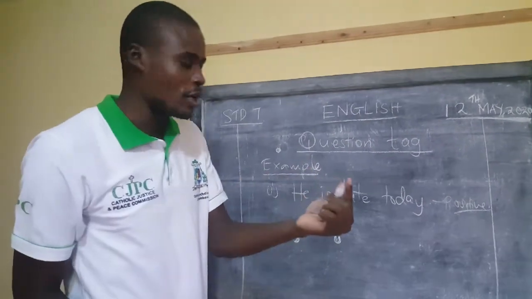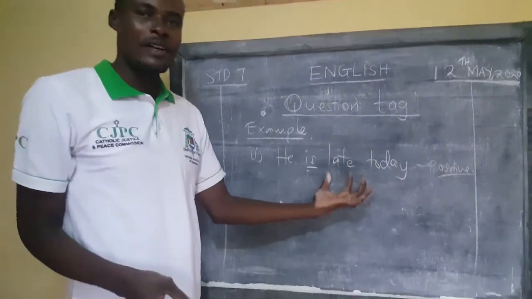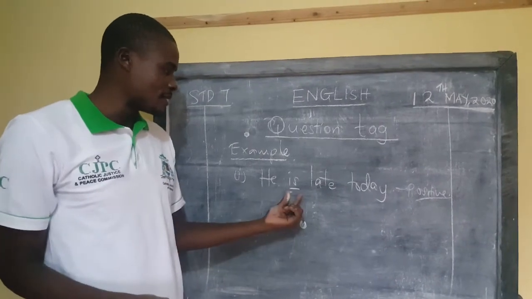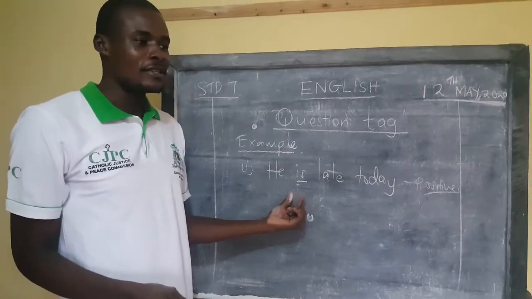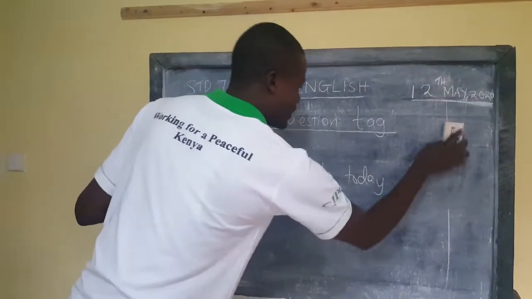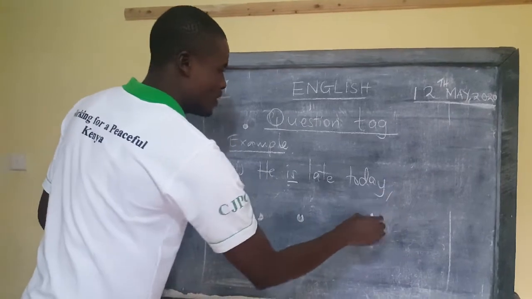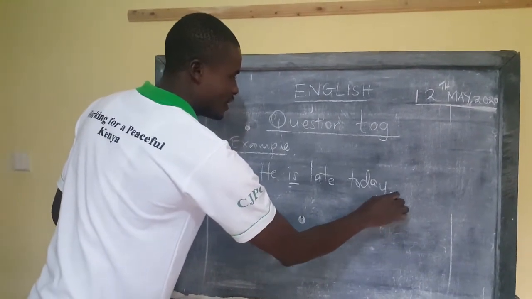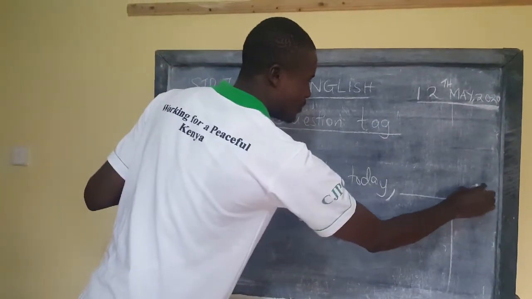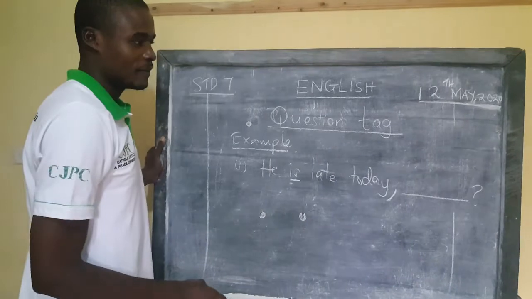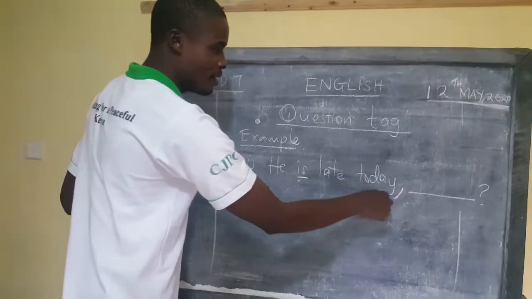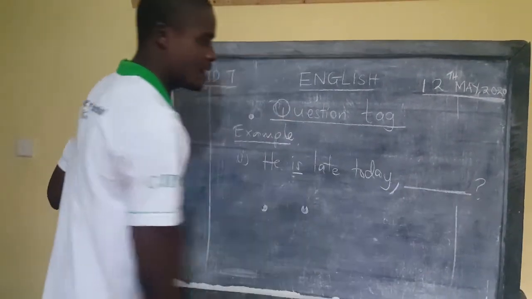One aspect that we need to look at: in case a sentence has an auxiliary verb, like is here, is an auxiliary verb, or a helping verb. So that helping verb is changed into the negative. Hence our sentence with the question tag will be, he is late today, put a comma. There's a formula. After the main sentence, there's a comma, then the question tag, followed by a question mark. These are time-tested punctuation rules. There should be a comma, the question tag, and then a question mark.